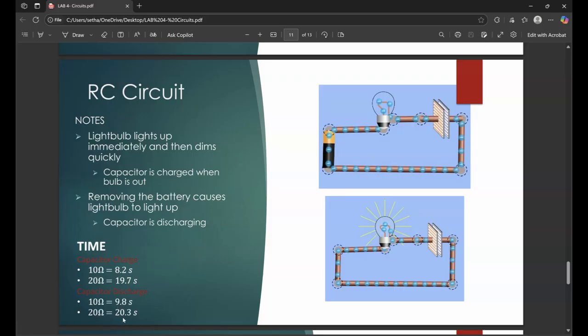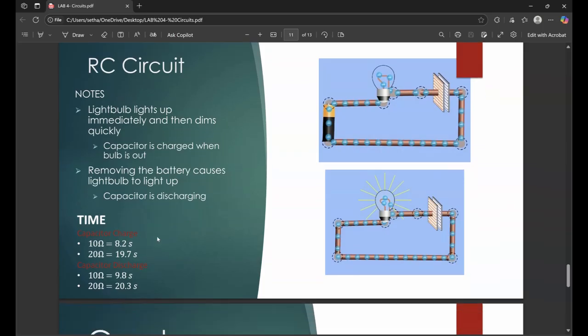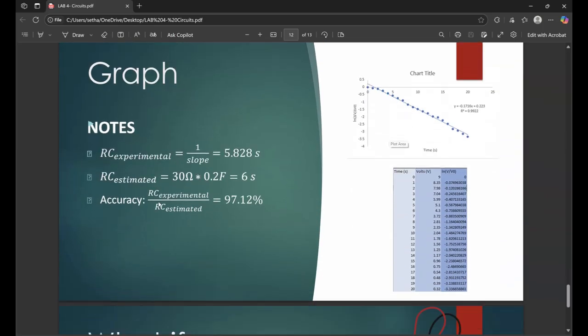So when we go into Excel here and graph this, we've got the RC experimental, which is just 1 over your slope, which is 5.828 seconds, and then you've got our estimated RC that we did earlier, which is 30 times 0.02 to give you 6 seconds. So then to check our accuracy, we can do experimental over estimated, and we get that we are 97% accurate in this experiment.